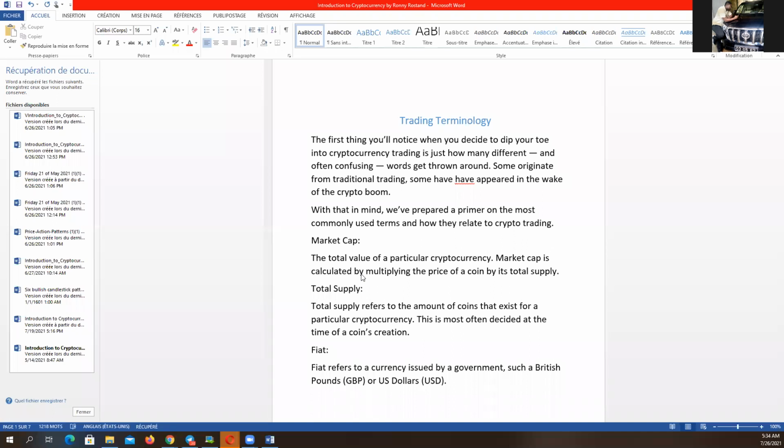So you always hear people saying the market cap of Bitcoin is this, the market cap of Ethereum is this. You must not know the name of all the cryptocurrencies. Yeah, but you will know them along the way when you go in with it. You are going to know the names of all the cryptocurrencies.